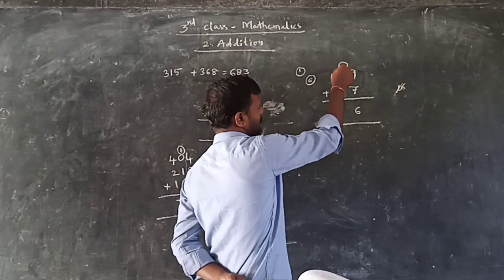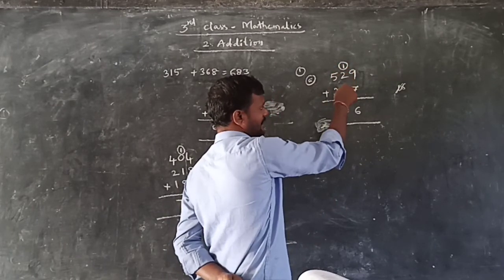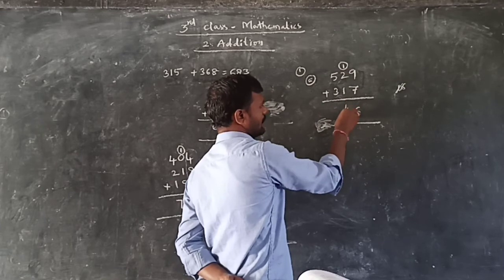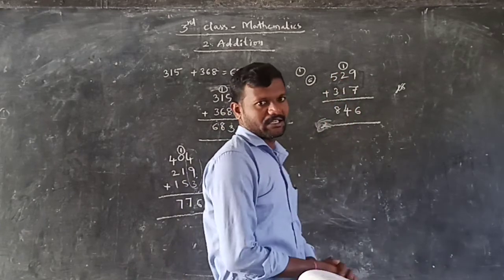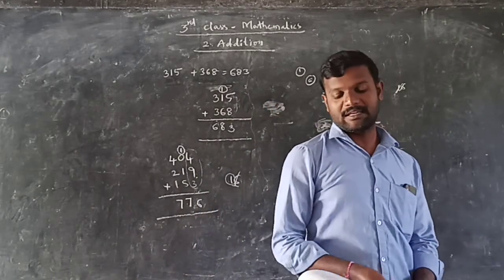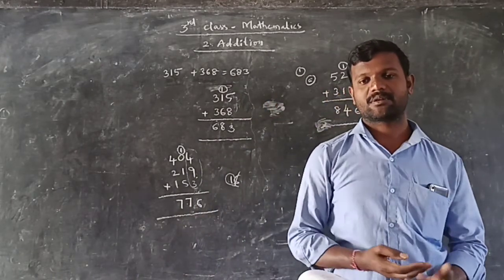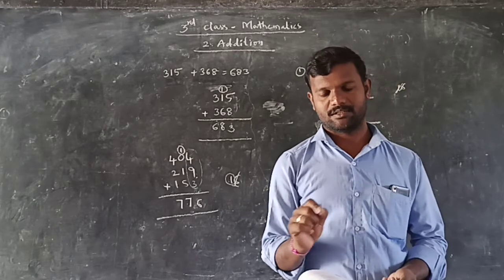Next, 1 plus 2, 3. 3 plus 1, how much? 4. Next, 5 plus 3, 8. So in this way, solve them. Which one? Exercise 2.2 first bit problems. Do your own in the rough notebook.